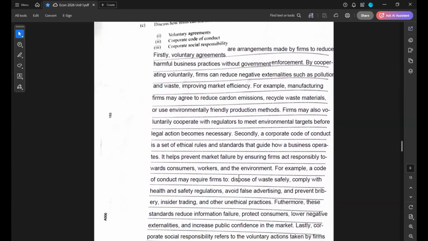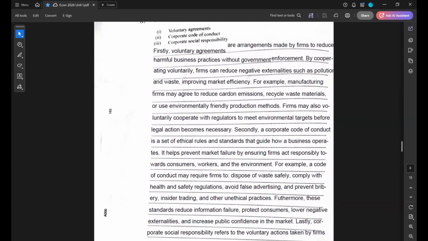So firstly, voluntary agreements are arrangements made by firms to reduce harmful business practices without government enforcement. By cooperating voluntarily, firms can reduce negative externalities such as pollution and waste, improving market efficiency. For example, manufacturing firms may agree to reduce carbon emissions, recycle waste materials, or use environmentally friendly production methods. Firms may also voluntarily cooperate with regulators to meet environmental targets before legal action becomes necessary.